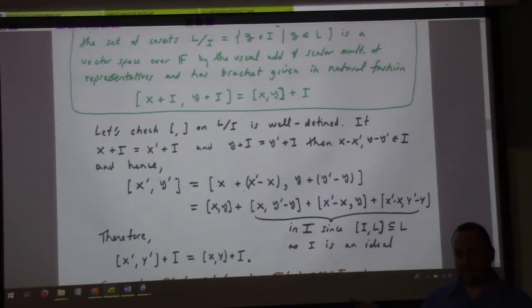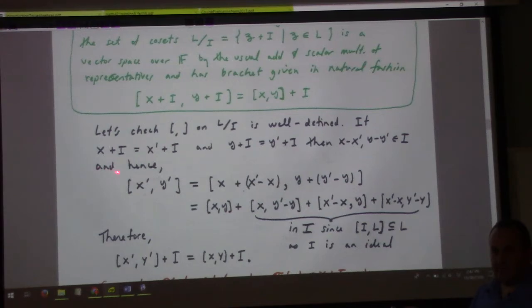Here is a quick check on the bracket being well defined. So we'd like to see that [x', y'] is equal to [x, y] if we're given that x and x' and y and y' are two different representatives for the same coset, right? So in other words, I want x + I equal to x' + I, and I want y + I equal to y' + I, right? So [x', y'] would be equal to that.